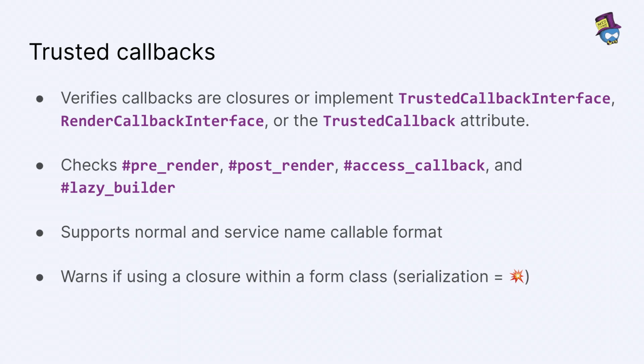So it does support the normal service name callable format. It's a horrible way to say it, but you could have like my service colon and then the method name. That's like a special Drupalism that says service name and then the method, so it knows how to parse that format. It also warns you if you use a closure in a form class. Now that's really important because closures, anonymous functions, can't be serialized, and certain times the form might get serialized and put into a cache, like if you're doing Ajax in your forms. So it warns you and says, hey, there's a good chance your form's going to explode because you did this.